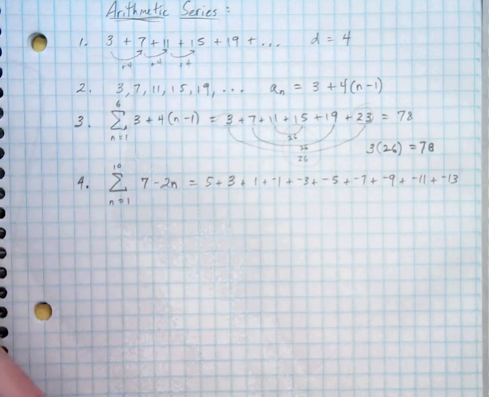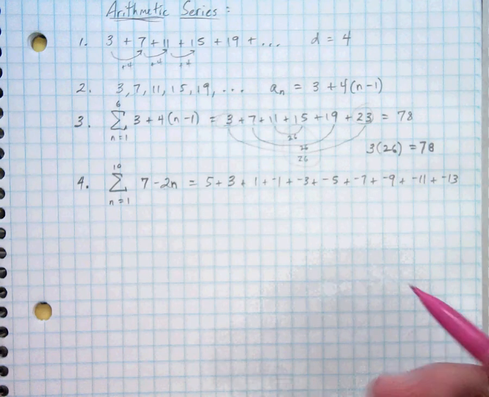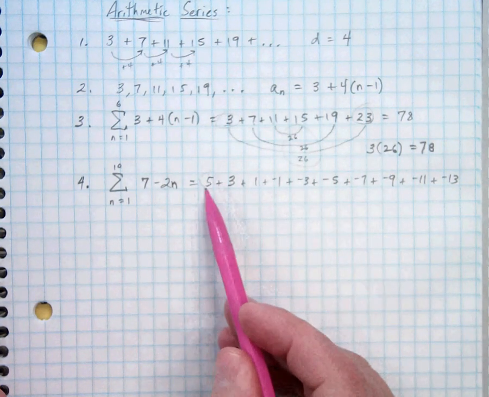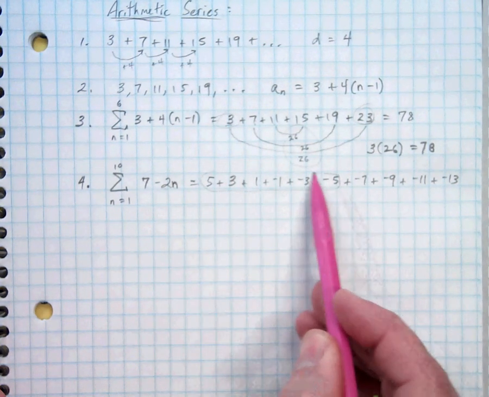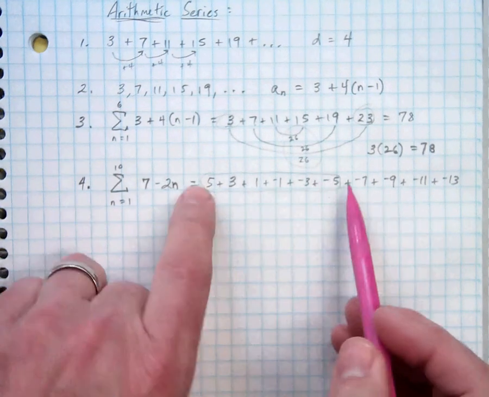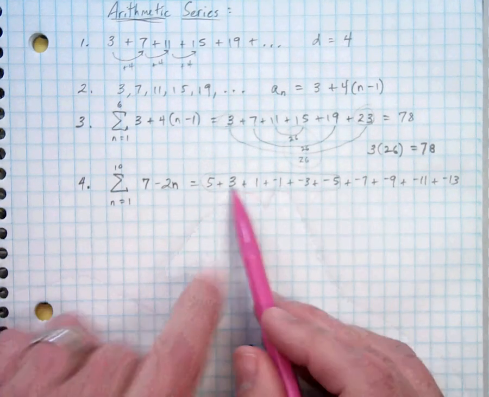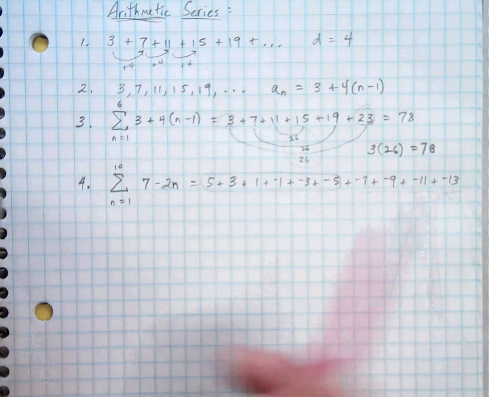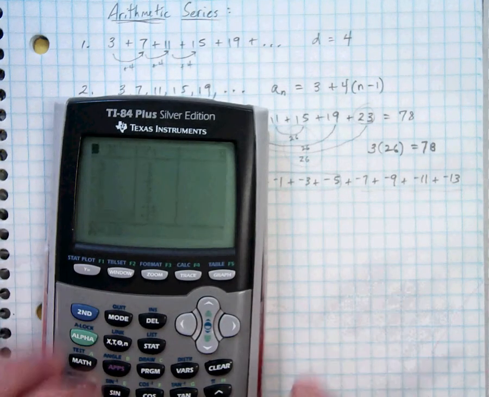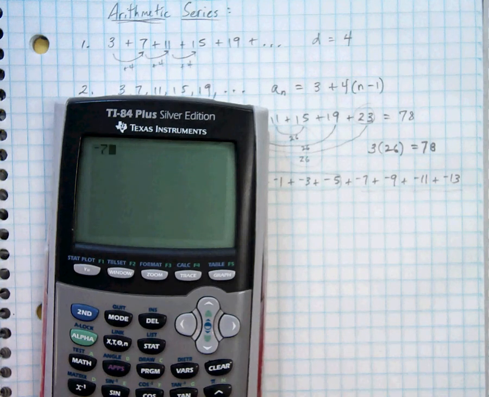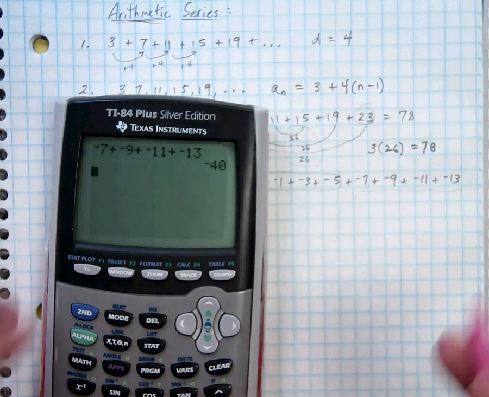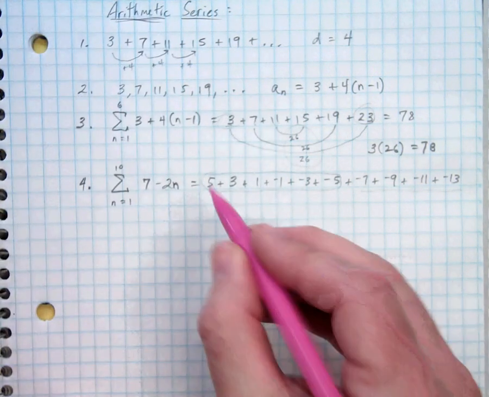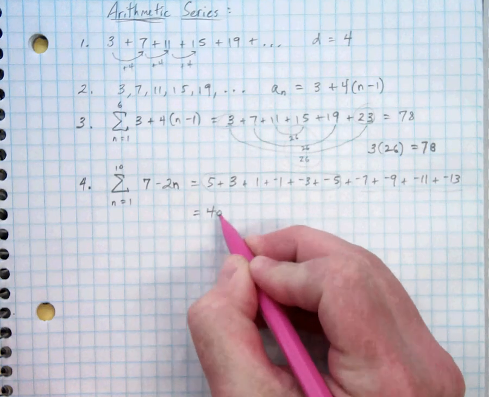All right, so we just need to add these up. Notice that all of these right here, these all cancel each other out, don't they? Those cancel, so that's just 0. So really I just need to add these up to get the sum. So that's negative 7 plus negative 9 plus negative 11 plus negative 13. Negative 40.